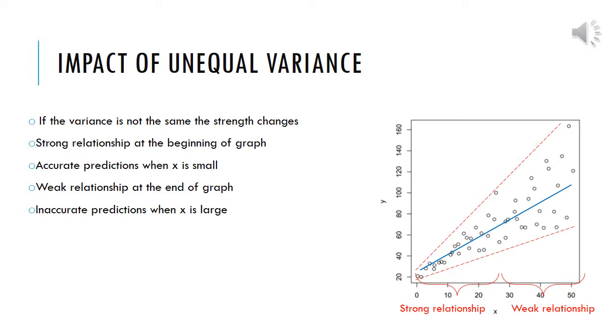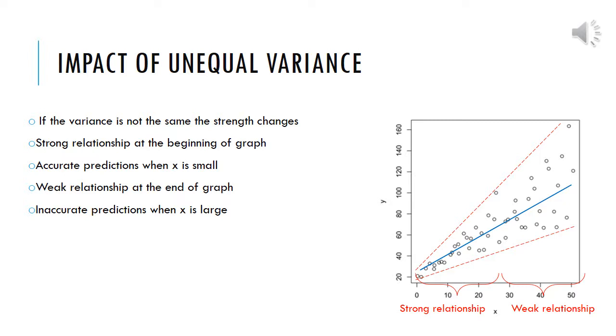See how the scatter creates a funnel on the graph above? This shows unequal variance. If the variance is not the same, the strength of the relationship between the variables changes depending on the size of the explanatory variable. When the x value is small, the relationship between x and y is strong, and the trend curve models the relationship well. This means that a prediction of y using the trend curve will be more accurate if the x value is small compared to if the x value is large.